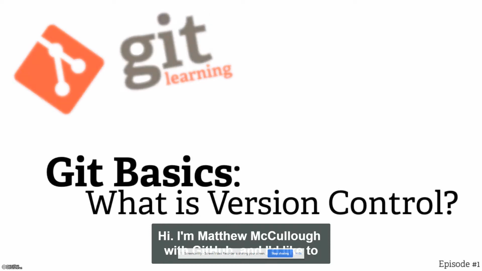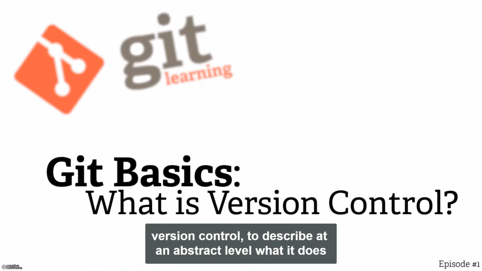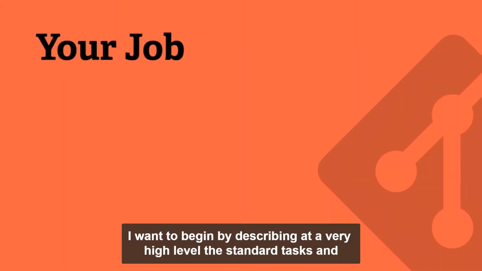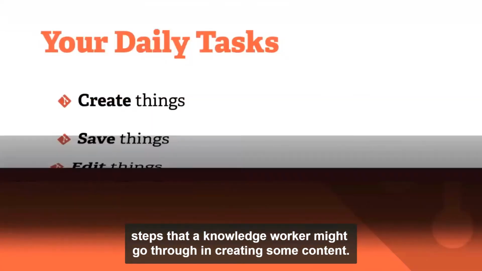Hi, I'm Matthew McCullough with GitHub, and I'd like to take the opportunity today for those of you who are new to version control to describe at an abstract level what it does and how it relates to your job as a knowledge worker. I want to begin by describing at a very high level the standard tasks and steps that a knowledge worker might go through in creating some content.